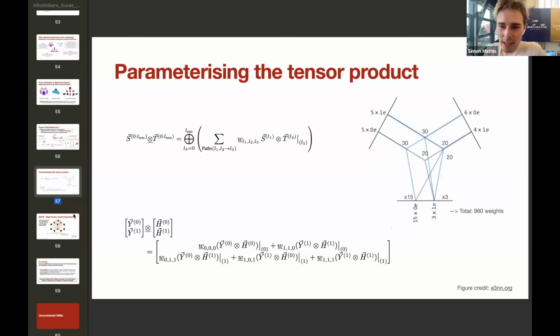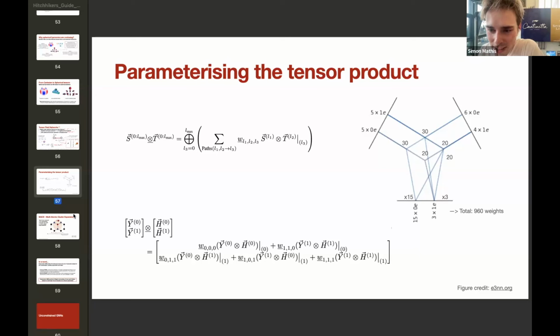And the Clebsch-Gordan coefficients are telling you exactly the change of basis that you need to do in order to make this decomposition. And then there are clever tricks that people have found to sparsify the Clebsch-Gordan coefficients by rotating your tensors in a certain way, like the eSCN convolutions. And so how can you parameterize the tensor product?